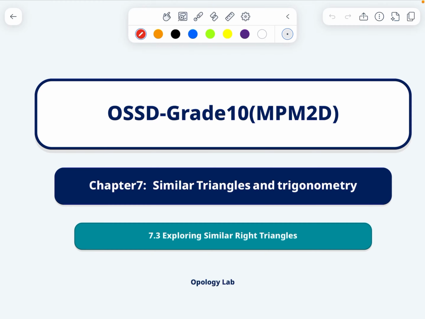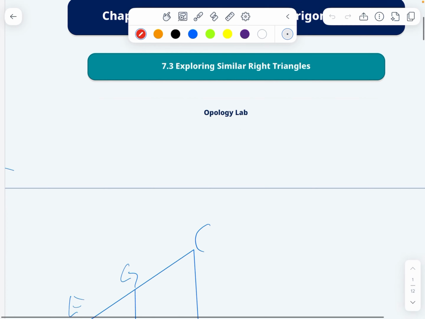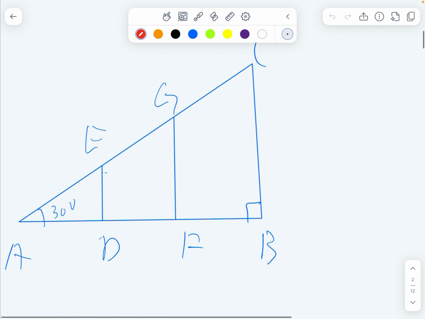This section is the OSSD grade 10 MPM2D, chapter 7, similar triangles and trigonometry, section 7.3, exploring similar right triangles. So in this section we're going to explore right triangles.